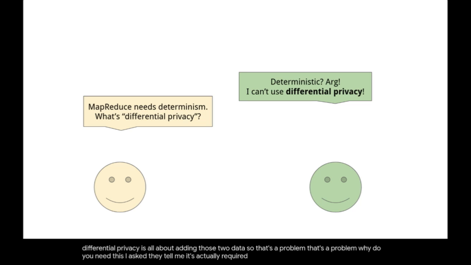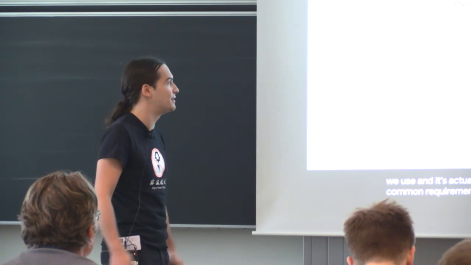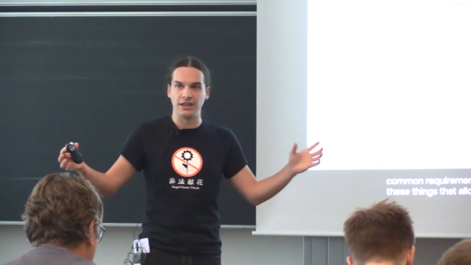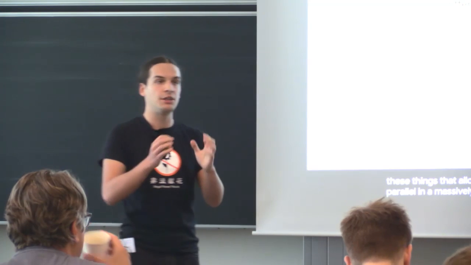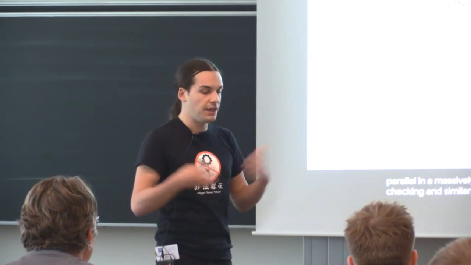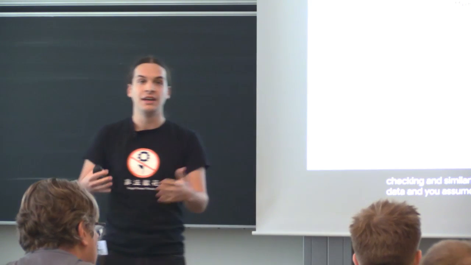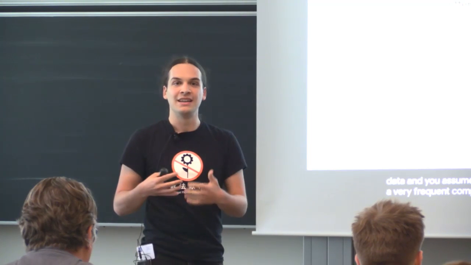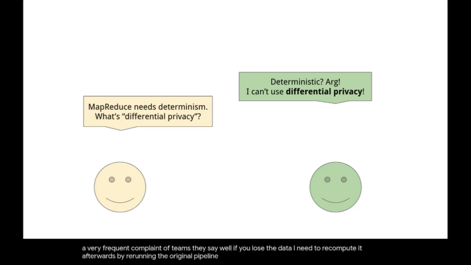They tell me it's actually a requirement of the data processing framework that we use. And I'm going to stop on this for a second, because it's actually a very common requirement that I think is understudied in scientific publications. All of these things that allow you to process a large amount of data in a massively parallel fashion, they use the determinism of intermediary steps to do error checking. And similarly, in a big environment where you have pipelines that produce data, and you assume that the pipelines can fail and you need to recompute the data, it's a very frequent complaint of teams. They say, well, if we lose the data and we need to recompute it afterwards by rerunning the original pipeline, we don't want the data to change, otherwise it's going to create inconsistency further down in the pipeline, right?